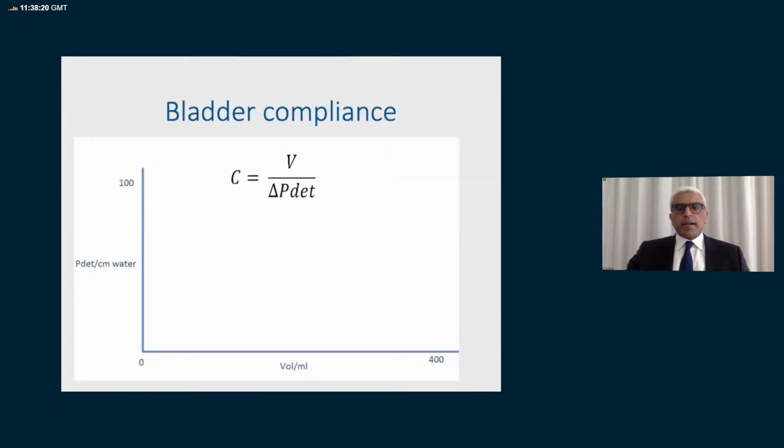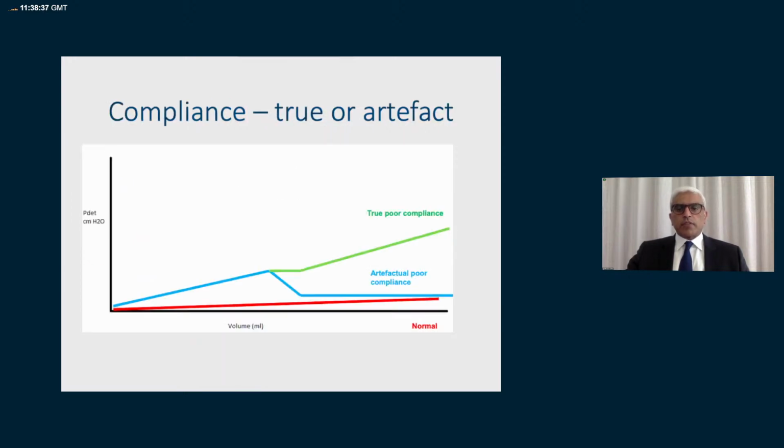So what is bladder compliance? Here you can see the pressure flow as the bladder fills up. According to the ICS, up to 400 mils, one is allowed a rise of 10 centimeters of water pressure. That is a normal compliance, and hence at that level, one can pass it.